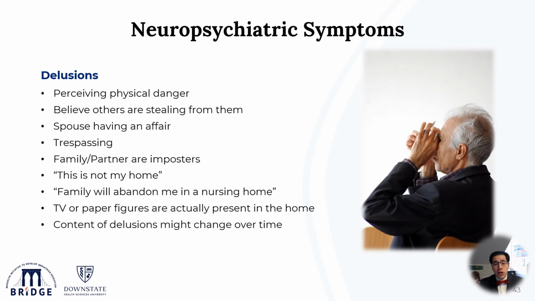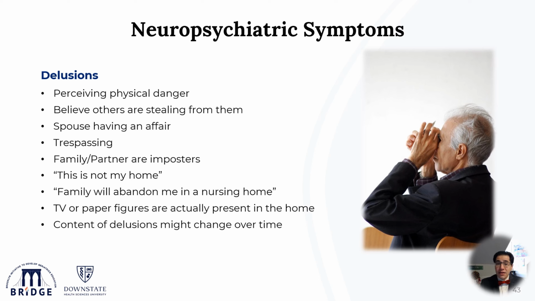Another concerning neuropsychiatric symptom is delusions, which are defined as false, fixed beliefs that you cannot refute despite clear evidence. So they may start believing that physical danger is imminent, that somebody is trespassing in their property, that their spouse is cheating on them. They believe others are stealing from them, especially when they misplace their objects too often. Instead of thinking, oh, I may have misplaced it, they would think, somebody's stealing from me.